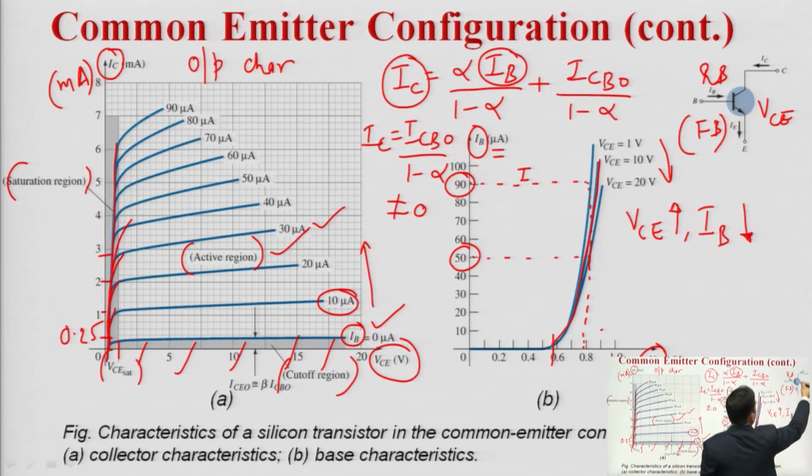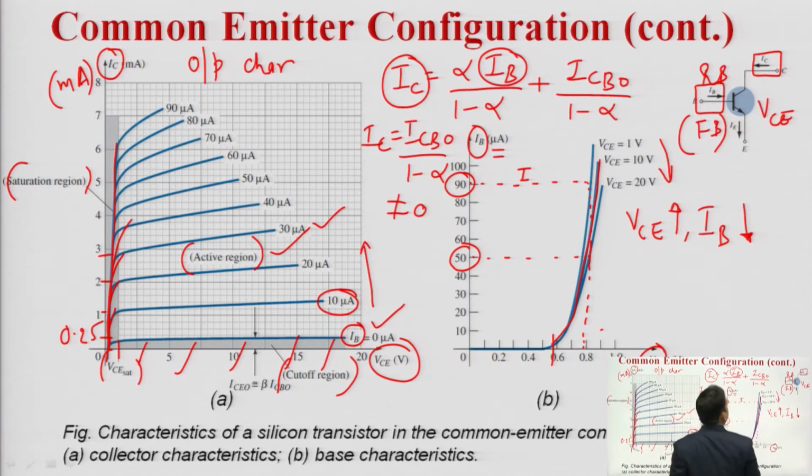VCE हम बढ़ाते जा रहे हैं तो बेस करंट जो है यहाँ पर कम होता जा रहा है. So this is the input characteristics of a common emitter configuration. After this we need to find out what is the current gain corresponding to the common emitter configuration. So this point is clear that current gain is output current by input current.